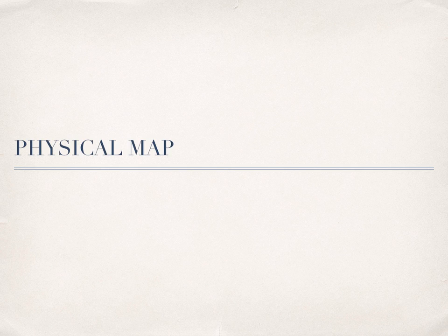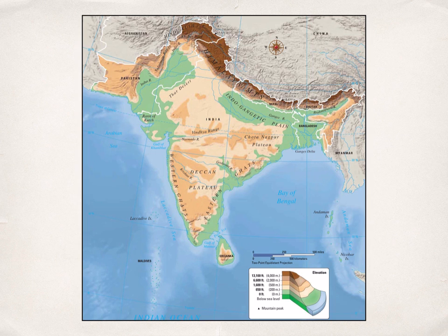Physical map. Okay, here's a physical map of the region, South Asia. You should be able to identify some of the main physical features. The Himalaya Mountains, definitely. Also, you should be able to identify the Indus River Valley and also the Indo-Gangetic Plain, which receives its water from the Brahmaputra River and from the Ganges River.